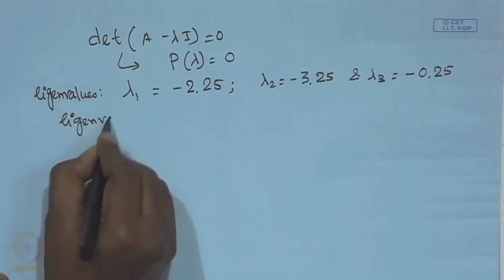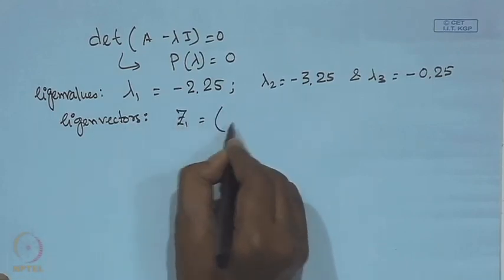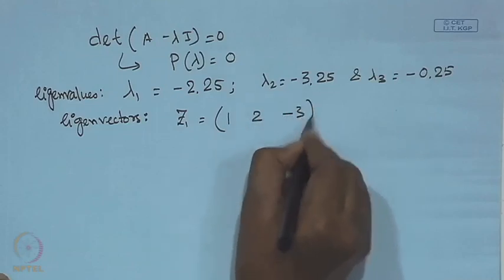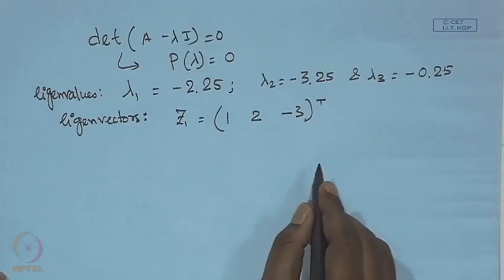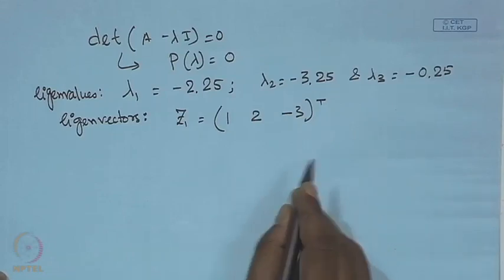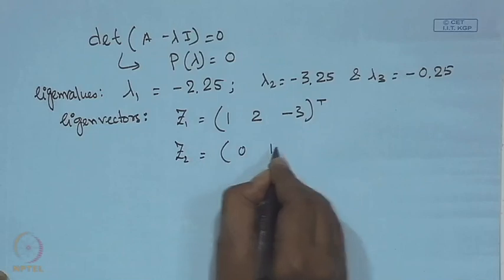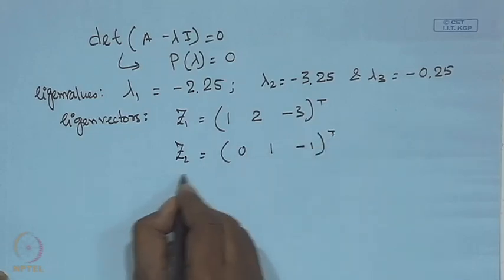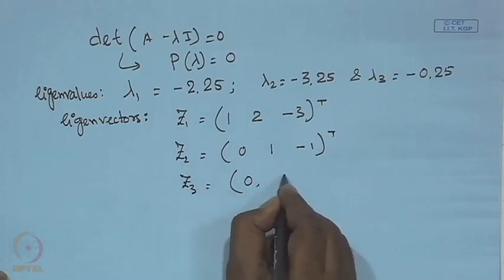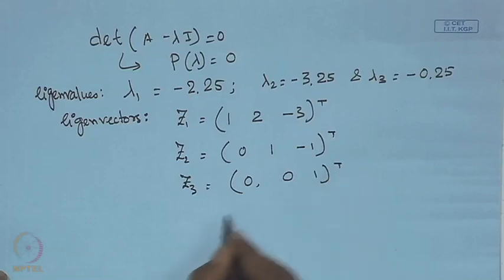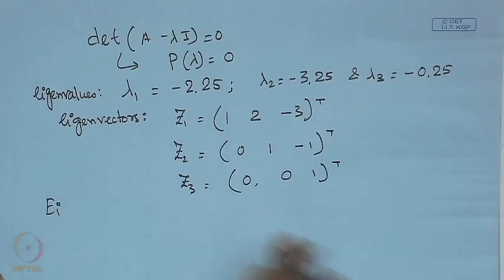The corresponding eigenvectors will be Z1, which is [1, 2, -3] transpose. I am not deriving it again; we have already seen in the earlier examples how to evaluate the eigenvalues and corresponding eigenvectors of a square matrix. Z2 is [0, 1, -1] transpose and Z3 is [0, 0, 1] transpose.